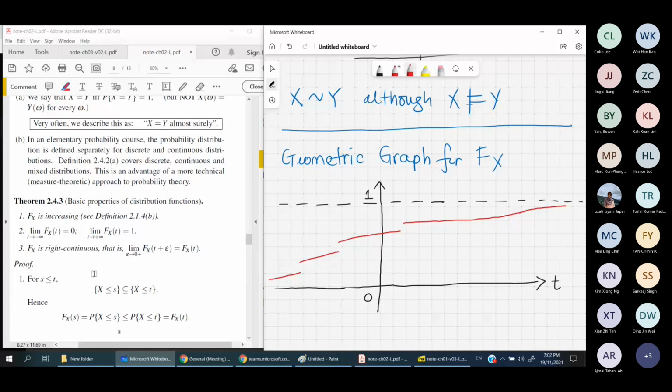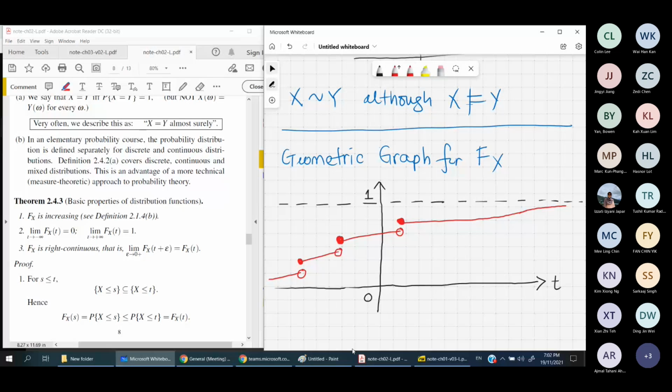And also, it's right continuous. So that means when you come from the right, you may reach the end. So the end is here. And this one, no, so there's a hole here. If there's a jump, there's the end here, and there's a hole here. So when you come from the right side, you may stand here, but if you come from the left, you cannot stand over here.